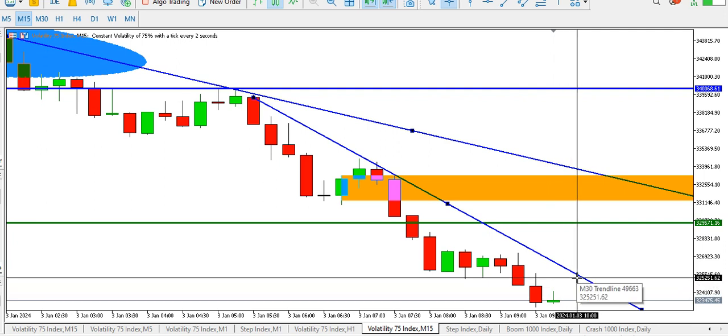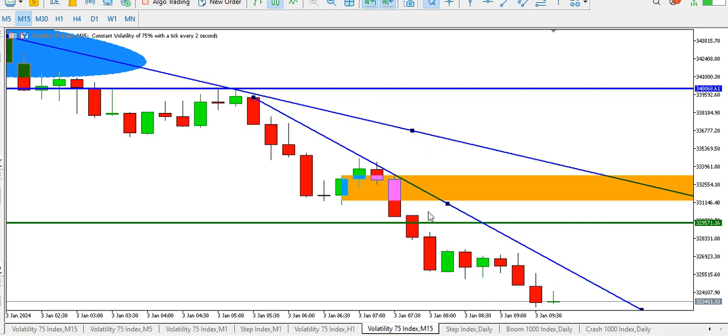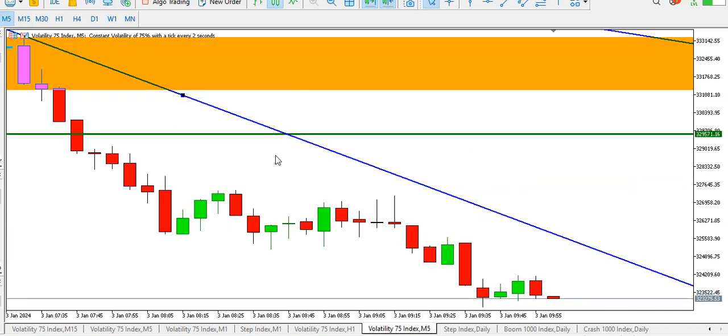So we might see another lower high, then another lower low. So all you need to do for now is look for selling opportunities on V75 index. On 5 minutes time frame is bearish.